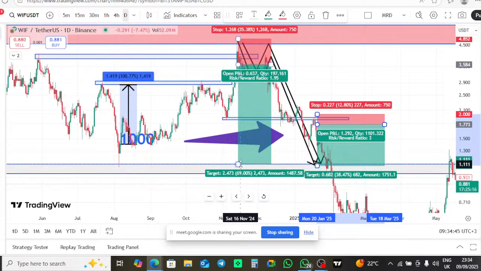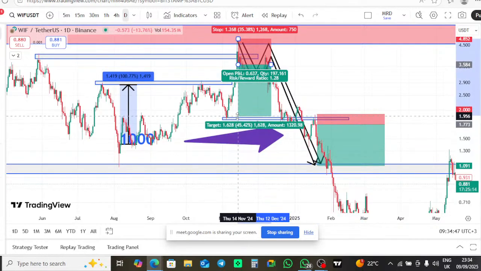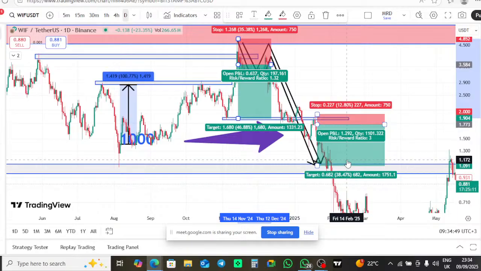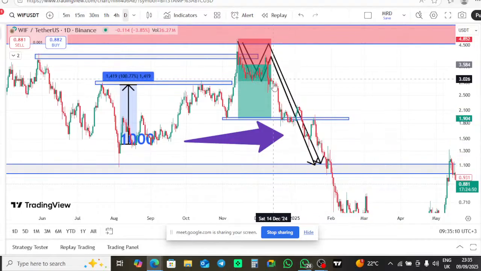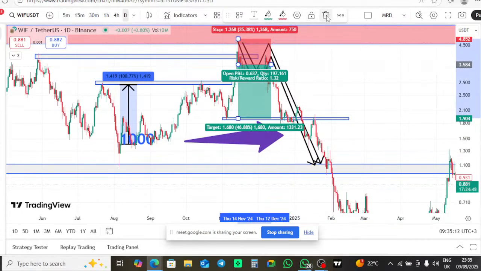When you get 46% plus 38%, that is around 80. In total, you are collecting 80% from the market. But you can see we are following the support and resistance. Okay? Now let me remove this, and we go to the next step.